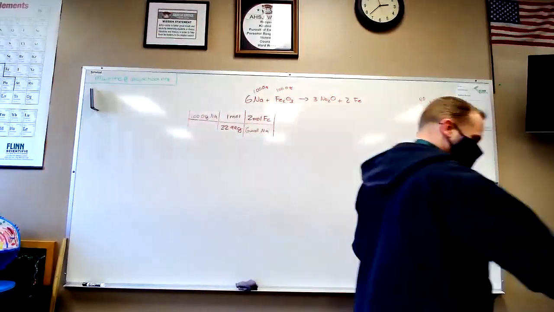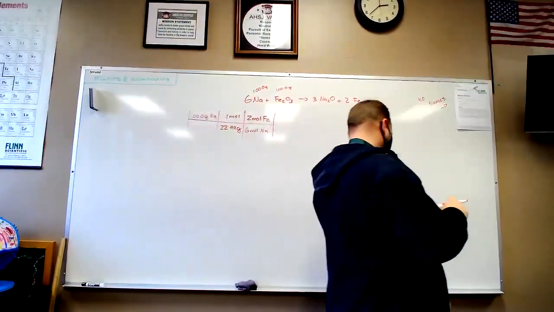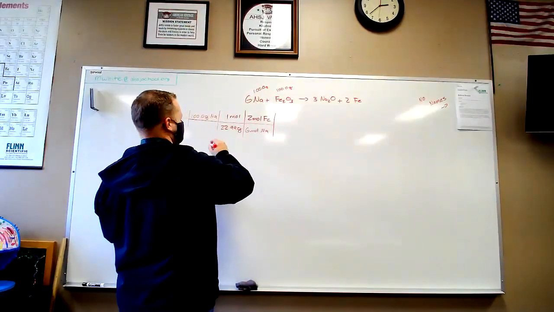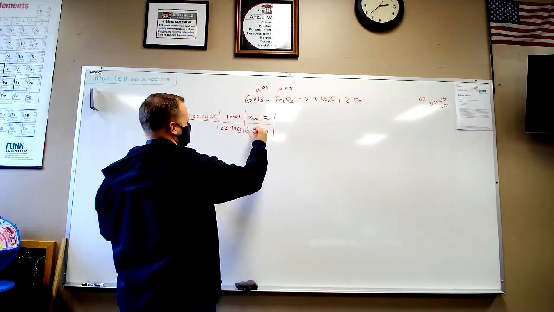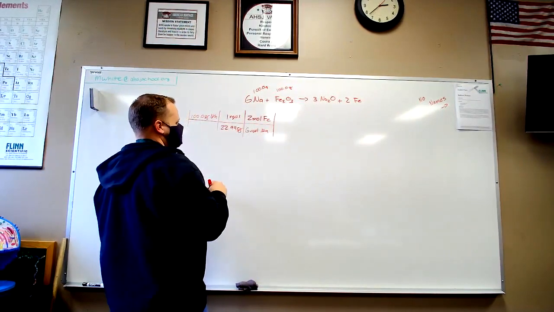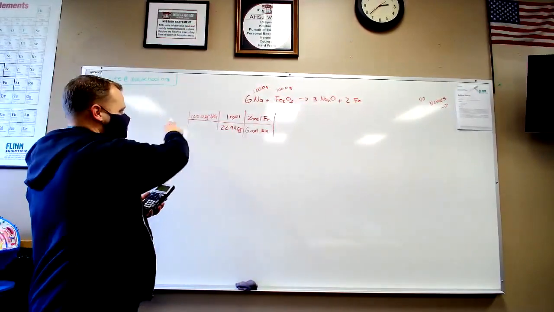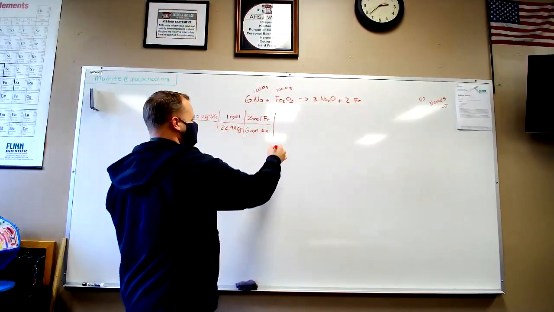So we pull out a calculator. As we can see, grams, sodium, and moles are gone. So 100 times 1 times 2, that one's easy.